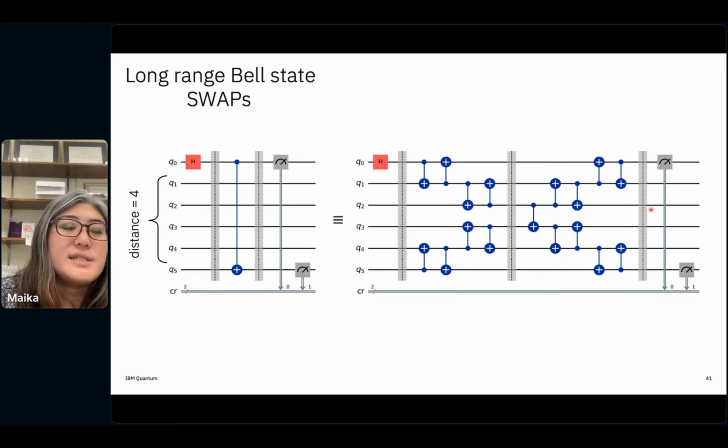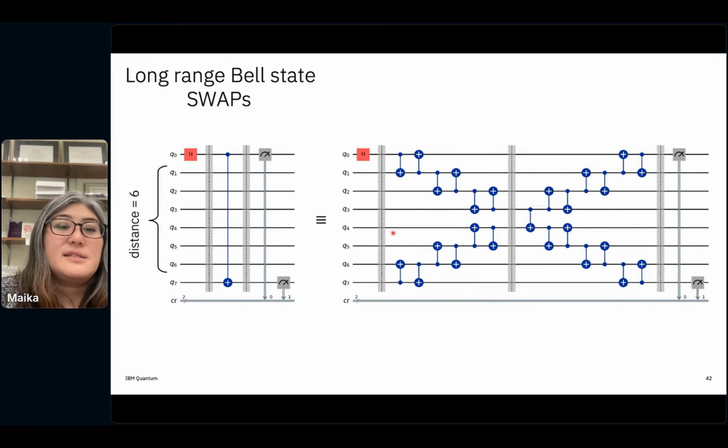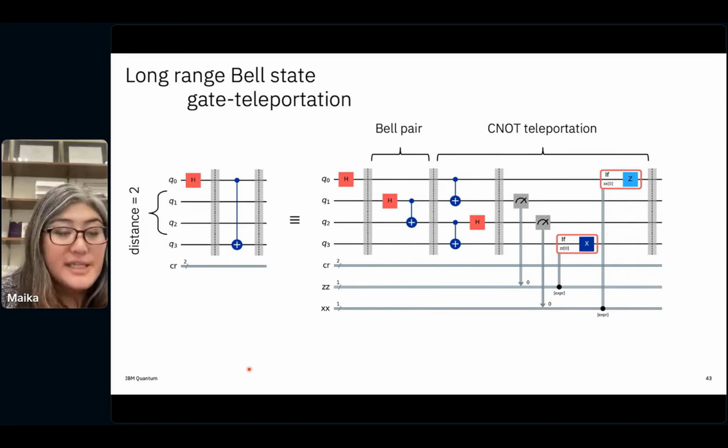Now if you grow in distance, for example, distance 4, the swap overhead grows and grows. So the 2 qubit gate layers get larger and larger. And then at distance 6, you see how quickly the depth increases when you increase the distance. So now let's consider a long-range Bell pair using gate teleportation. With the same distance, this is the same Hadamard Bell pair, you generate a Bell pair in the middle. And then this is the CNOT teleportation part.